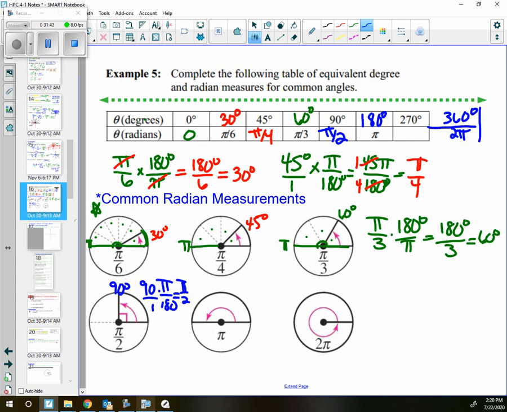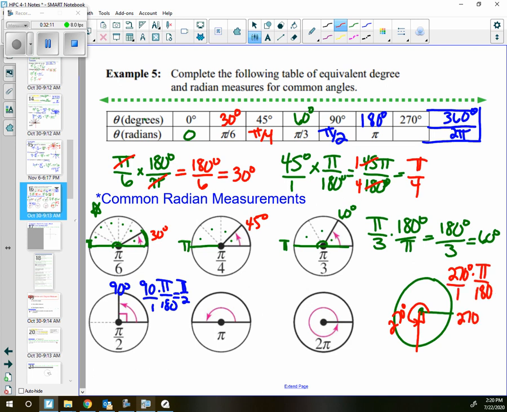How about the one in between there? 270. I don't have a picture of that, but let's see if we can draw that. So 270 would be starting here, and we'd be going down to here. So that would be 270. So what would that be in radians? So 270 degrees times pi over 180. So 270 pi over 180. Let's reduce.